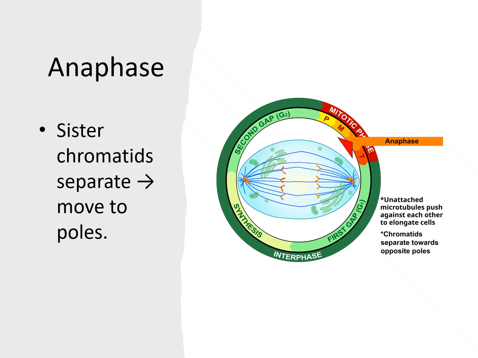In anaphase, the sister chromatids are pulled apart and move towards opposite poles of the cell.